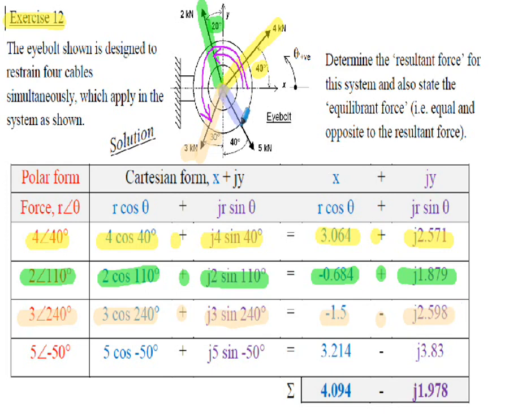And finally, the last force to consider is the 5 kilonewton force, and in polar form that will be 5 argument negative 50 degrees. I'm using the negative theta angle in this particular case. So converting that into Cartesian form, that would be 5 cos negative 50 degrees plus j5 sine negative 50 degrees, which evaluates to 3.214 minus j 3.83. If we now summate the columns there for the x and the jy components, we get 4.094 for the real axis, the horizontal axis, and minus j 1.978 on the imaginary axis.